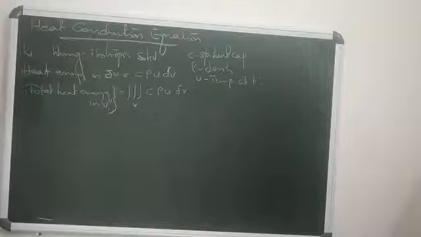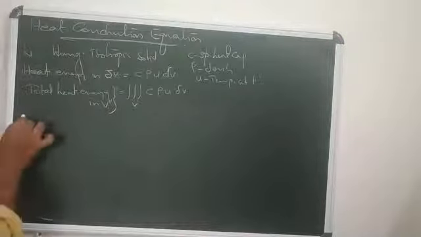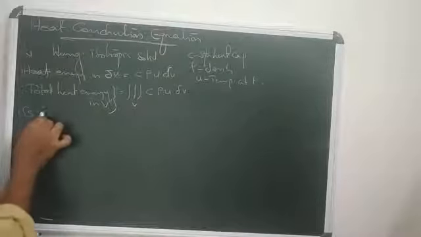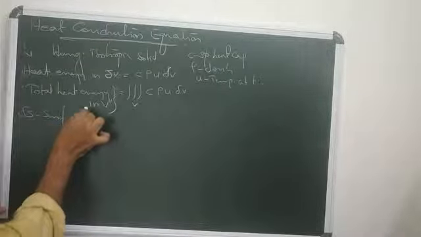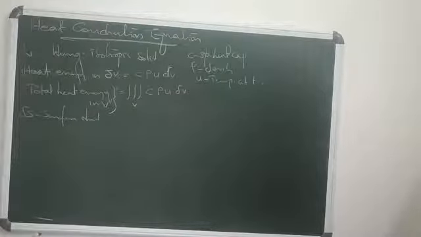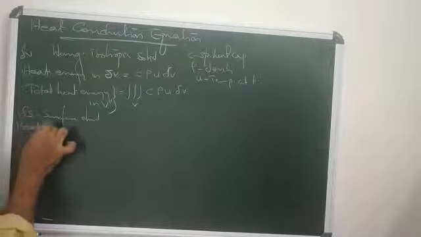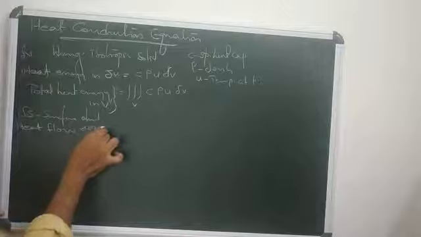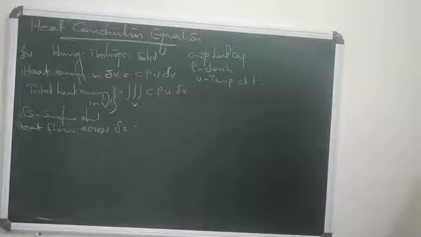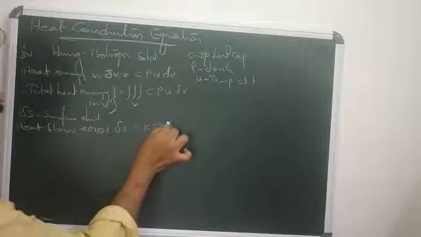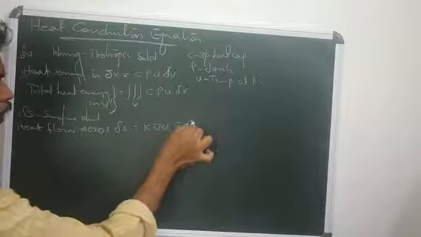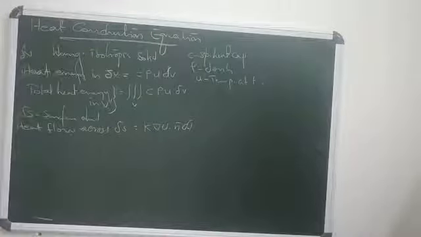Now, let delta S be the surface element and delta V be the volume element. Then the heat flow across delta S is given by K grad U dot N delta S.